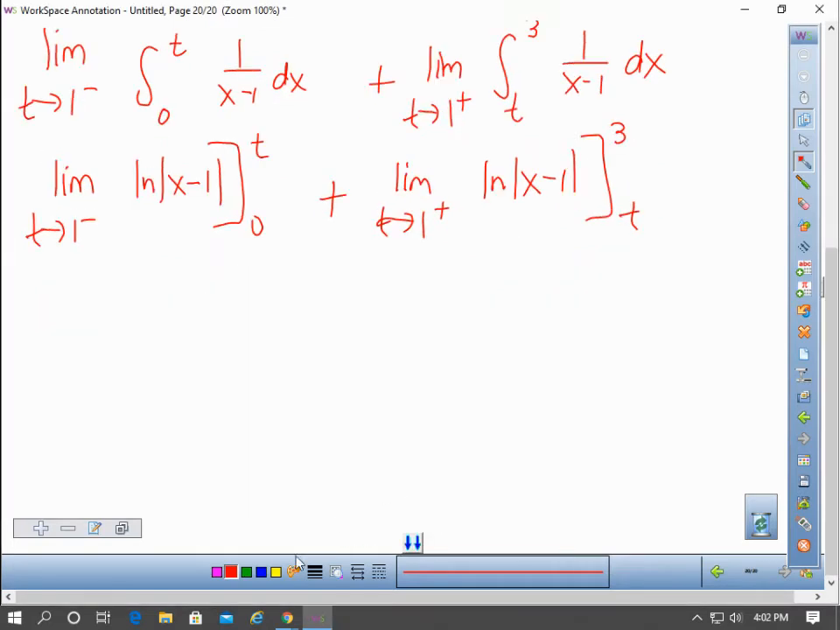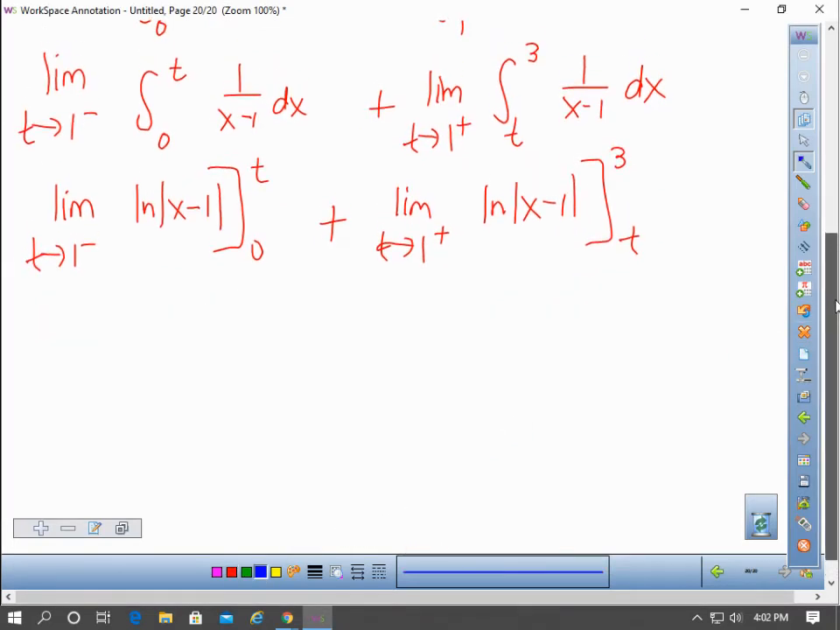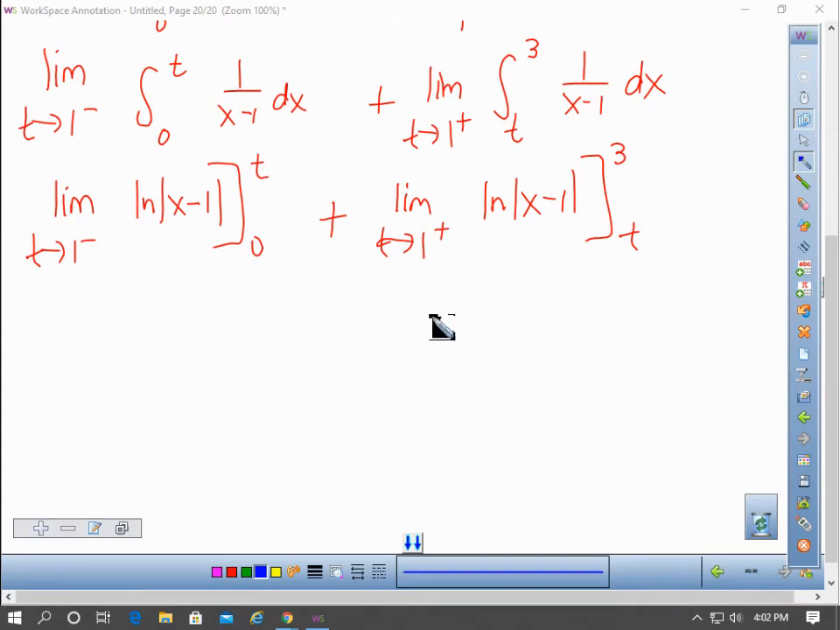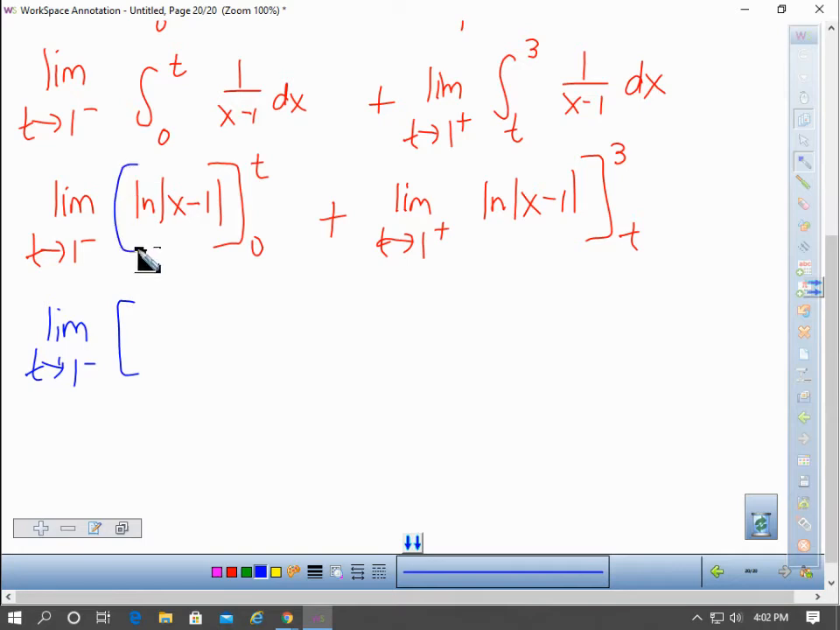All right, tired of red again, so I'm switching to blue. Now we're ready to do the fundamental theorem. I'm going to do the limit as t approaches 1 from the left, and I'm going to do the fundamental theorem here. So this is going to be the natural log of the absolute value of t minus 1. And then we're going to subtract, putting in a 0 in here. If you put a 0 in here, that's going to be 0 minus 1, which is negative 1, and the absolute value of that is 1. So that would be the natural log of 1.